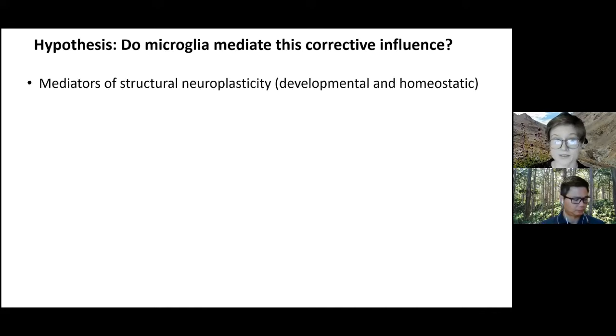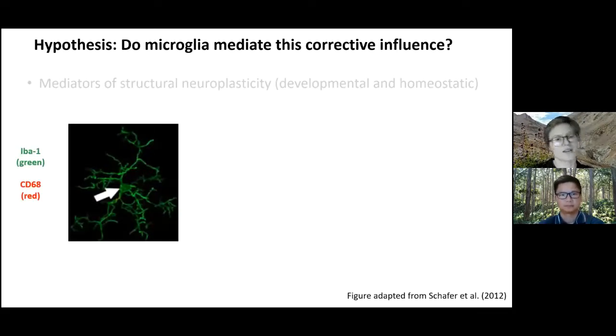corrective influence. And this was based off my knowledge that there were already mediators of structural neuroplasticity during development and using homeostatic plasticity. And so I thought maybe they're involved in this effect. So this is a microglia. It's had its IBA1 protein labeled in green, which is a cytoskeletal protein, which shows you the overall structure of the cell, and CD68, which is a lysosomal protein, in red.